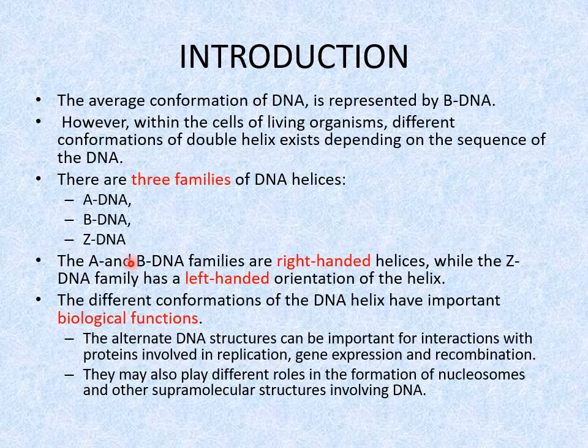Now of the three, the A and B are the right-handed helix. When we say right-handed helix, we mean that if we face the helix towards our face, it is clockwise. The direction of the helix, if it is clockwise, is the right-handed helix, and if it is anti-clockwise, as is the case in Z DNA, it is referred to as the left-handed helix.